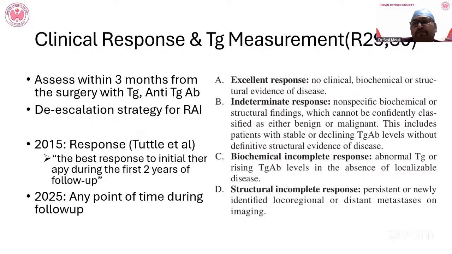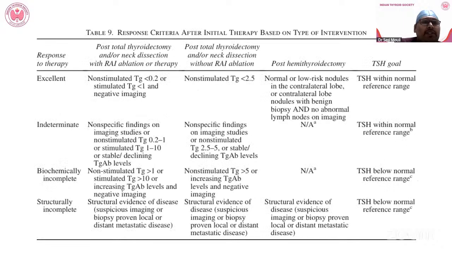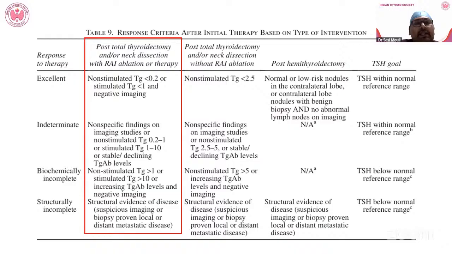Now it is divided into 4 categories, that is excellent response, indeterminate, biochemical, and structural. Now excellent response, even in this they have divided in 3 categories, that is, one is post-total thyroidectomy without neck dissection, and with RAI ablation, without RAI ablation, and also for post-hemithyroidectomy, which was not there in 2015. Now, these are the values for excellent, indeterminate, biochemical, and structural, not going into detail.